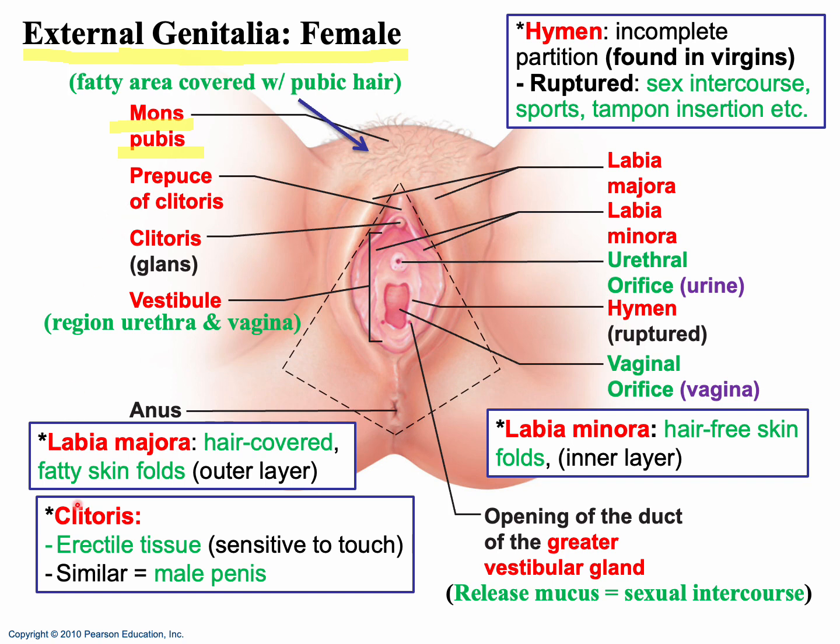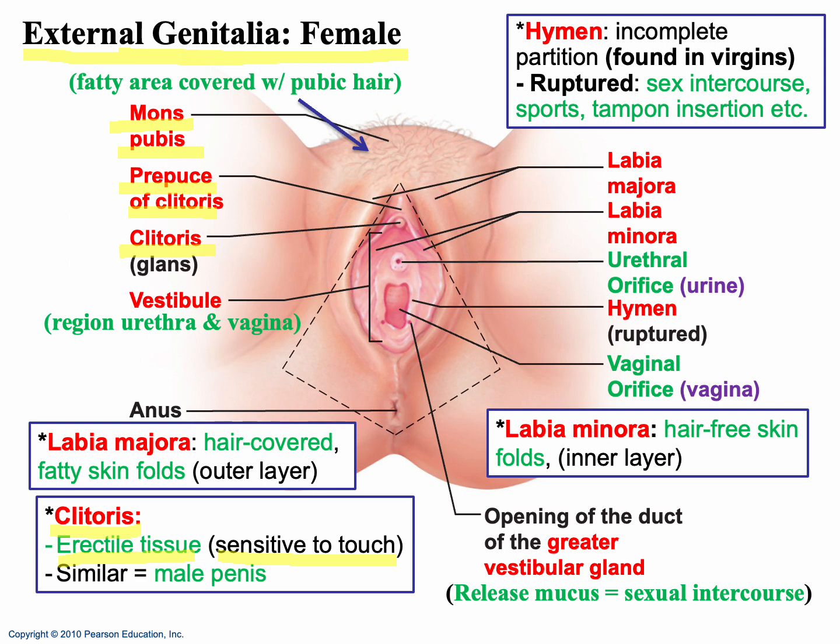If we make our way down, the next structure we'll take a look at is the clitoris. And so the clitoris has a prepuce, actually, a foreskin. This structure is very similar to the penis, because the penis has foreskin too. The clitoris contains erectile tissue, so this will also become erect during sex for the female, just like the penis becomes erect in the male during sex. And it's very sensitive to touch. It's a very sensitive structure.